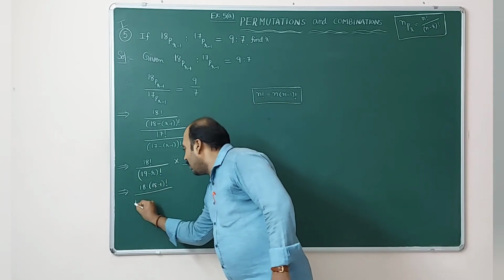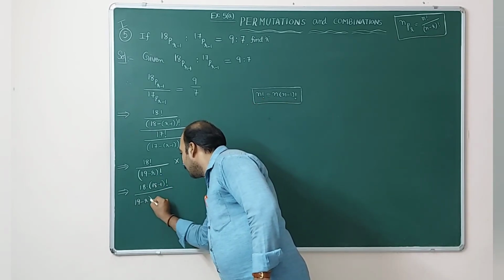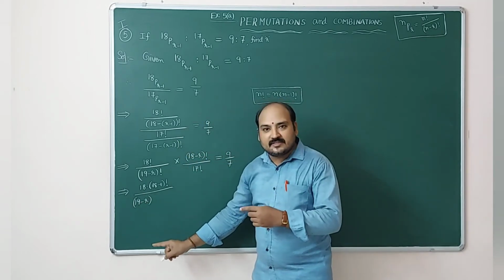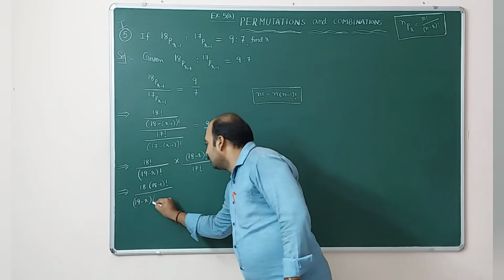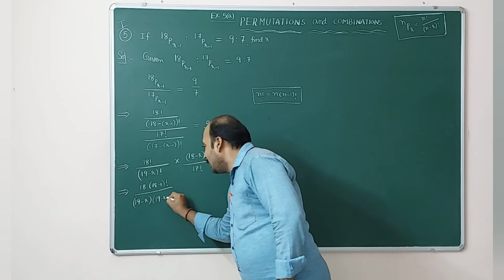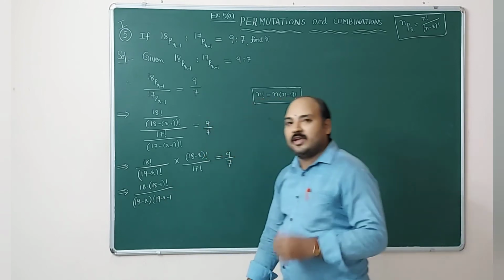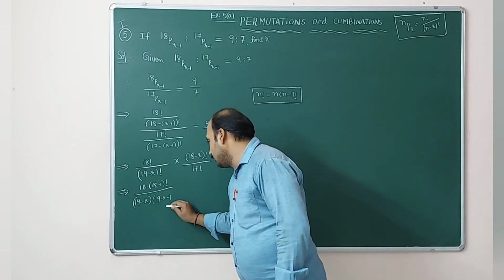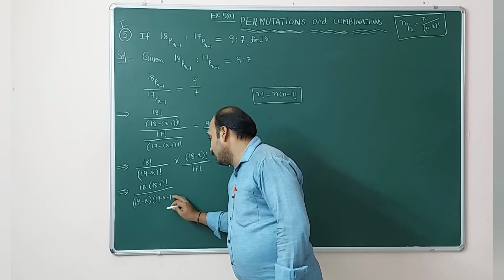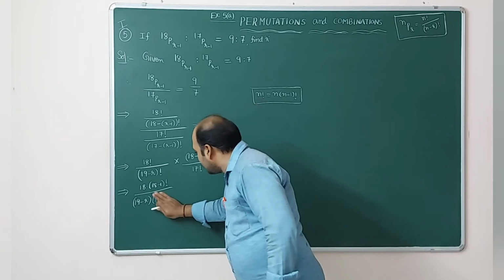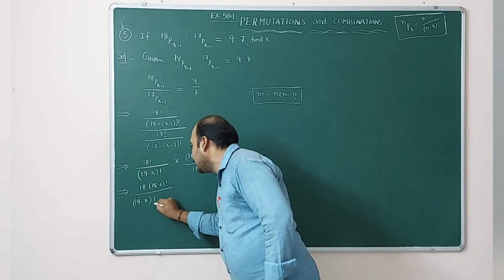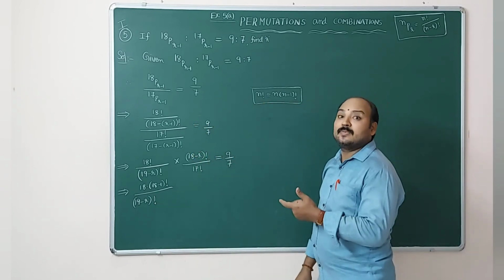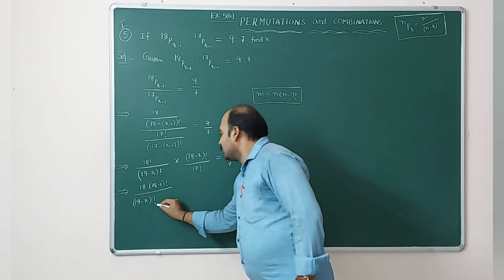19 minus r into 19 minus r minus 1. Minus of r minus 1. So here 19 minus r factorial only you can write. In the next step you write it. It won't come. Why? Because plus it will come.